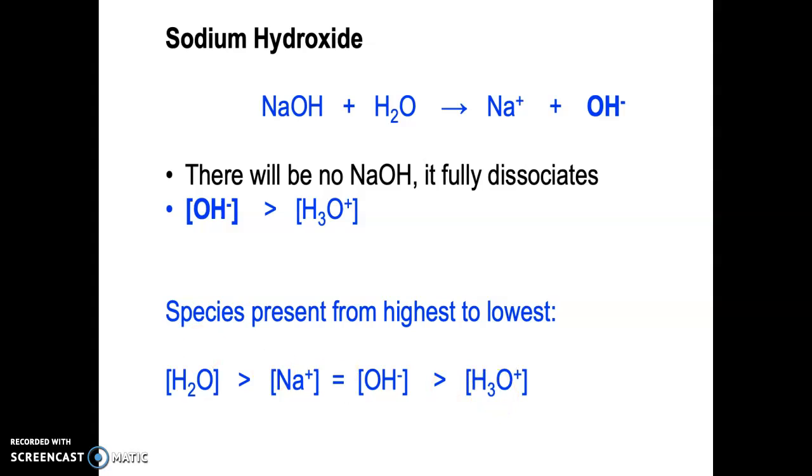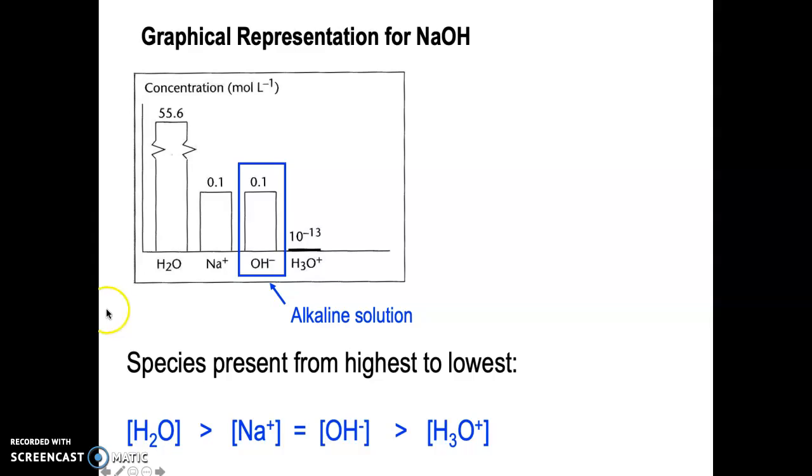Let's look at the graphical representation. So there we go, water being on the left hand side, followed by the sodium and hydroxide bars, which are of equal height, which indicates that it's a 1-to-1 relationship when they dissociate, and those little hydroniums sitting there just to the right hand side. Because your hydroxide bar is considerably taller than your hydroniums, this indicates it's the alkali solution.